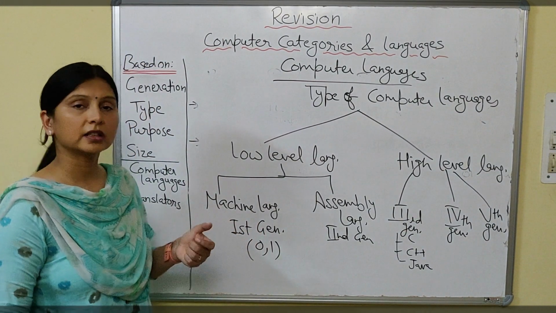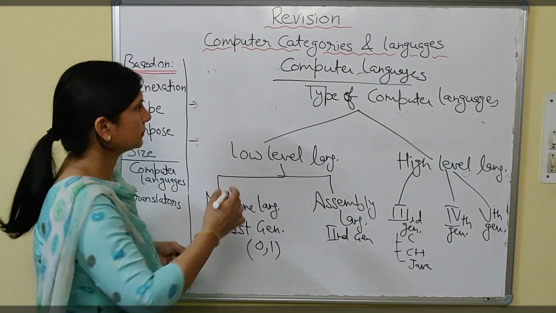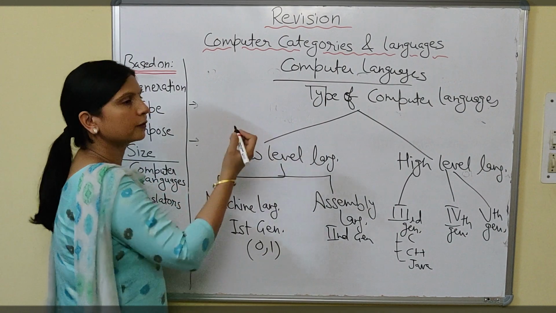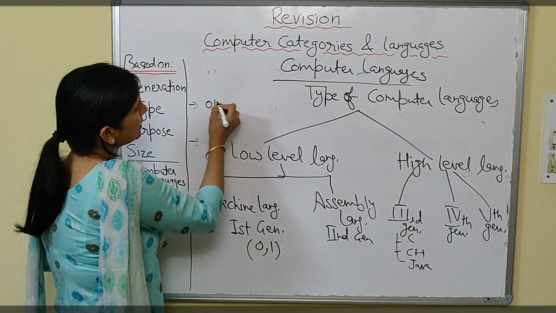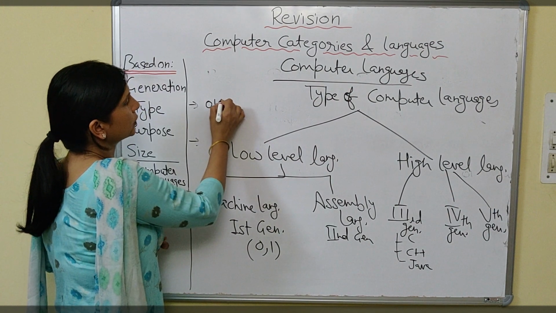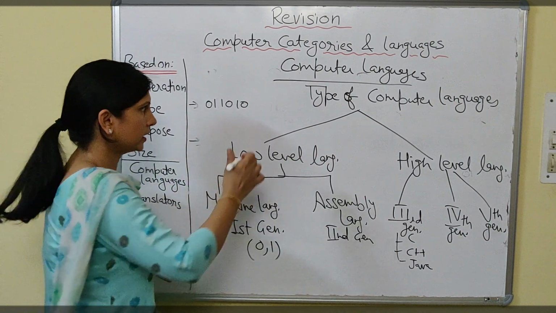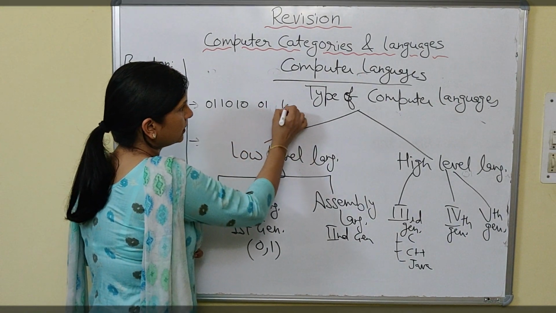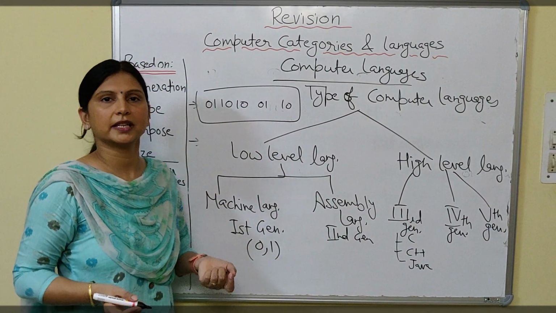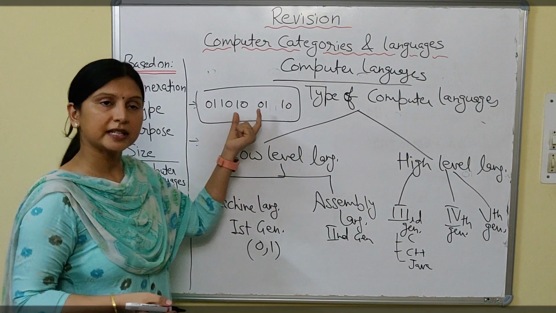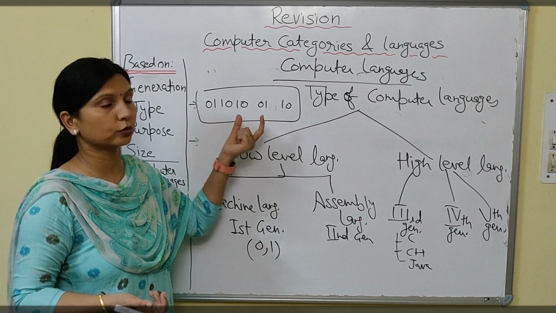Now, if you instruct the computer in terms of 0, 1, for example, I am giving an instruction like addition of two numbers. In terms of machine language, how will it be written? For addition, suppose this is the code 0, 1, 1, 0, 1, 0, and then two numbers 0, 1, 1, 0. Sort of this will be the machine language. Now, what do you think? Would it be easy for the user to write instructions? No, not for users, only experts.